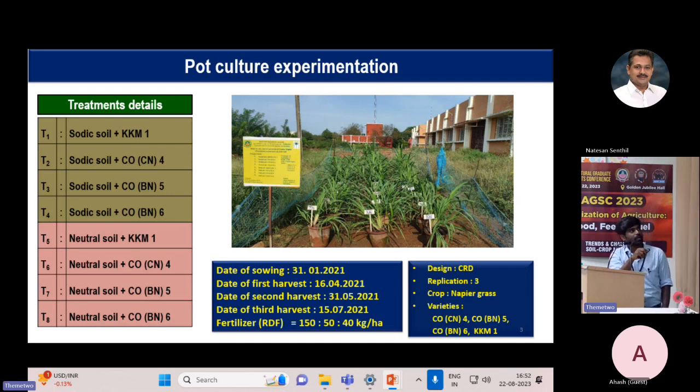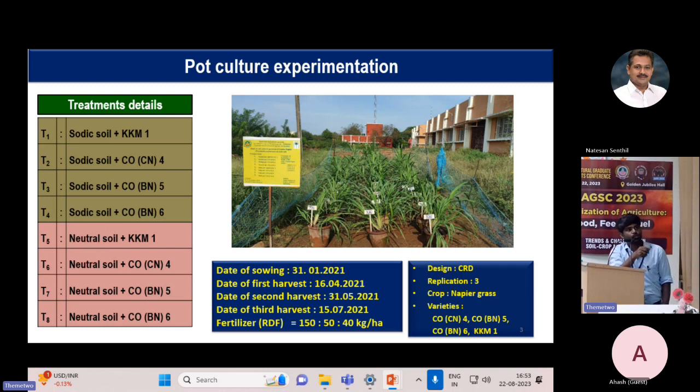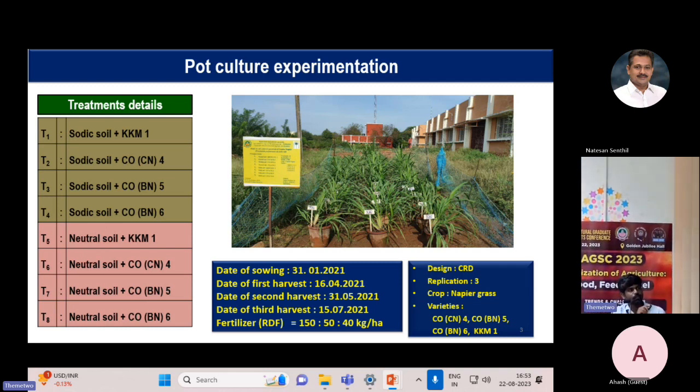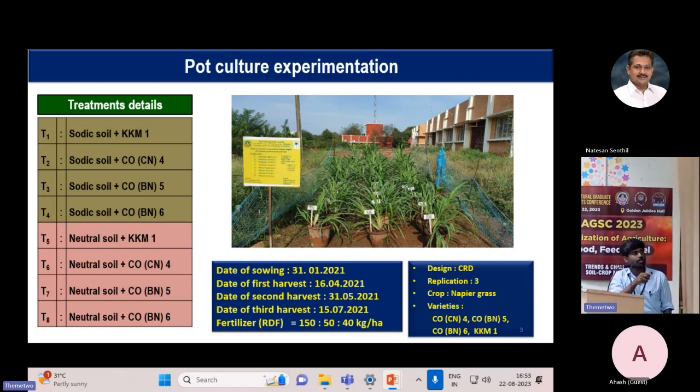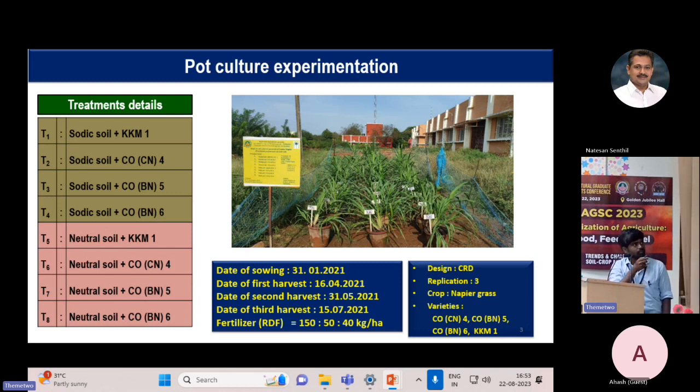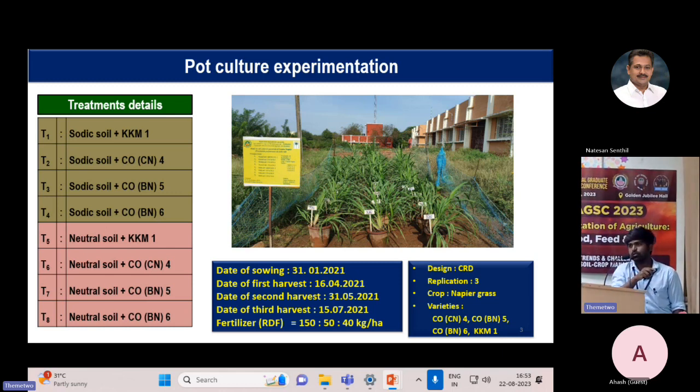Coming to my experiment, I have taken two soils, sodic soil and neutral soil. Here, neutral soil is used as an expected control. In the sodic soil, the pH is 9.76, whereas ESP is 72.5%. Here we did three different harvests at 75, 120, 165 days intervals. We followed the same normal field recommendation, with fertilizer 150, 50, 40 kg per hectare of NPK. We followed four different varieties: KKM1, CO4, CO5 and CO6.